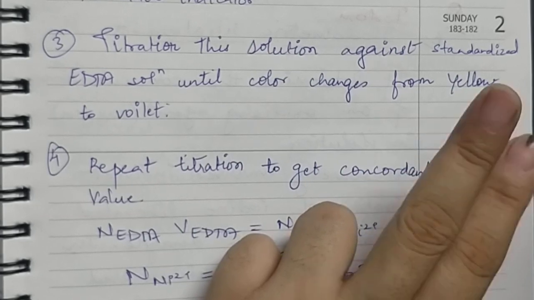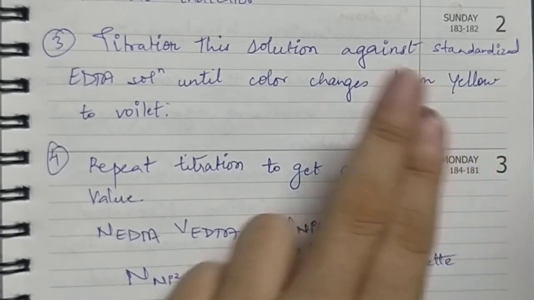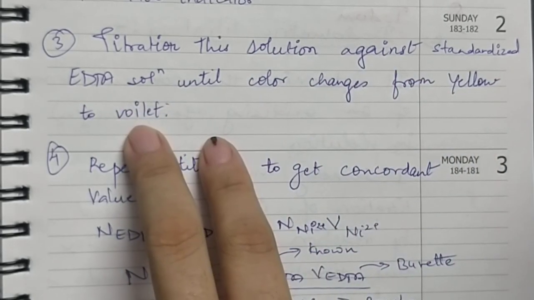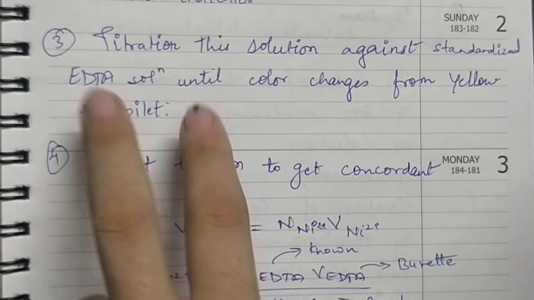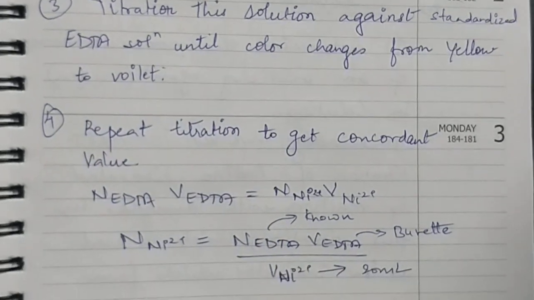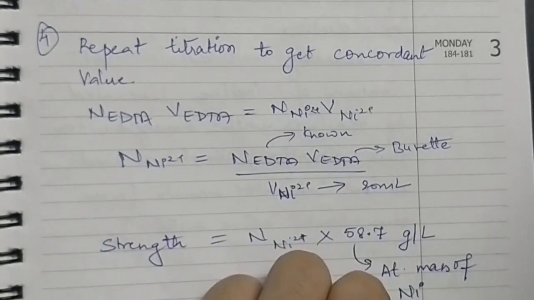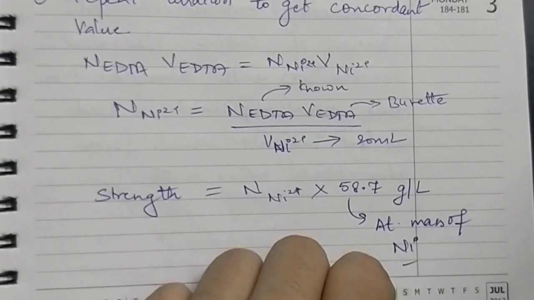Yellow color is for the metal murexide complex, and violet is for the free murexide that is present in the solution after the titration has been completed with EDTA. This titration is repeated to get the concordant values. And now how the calculation is done.